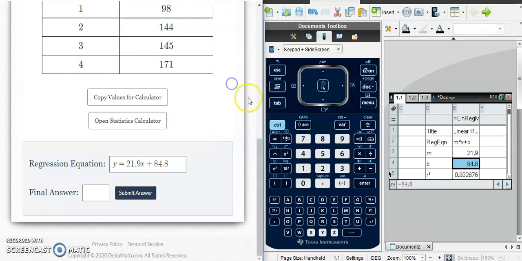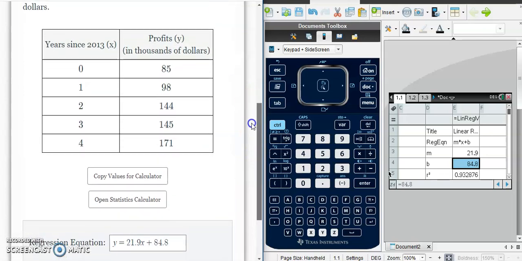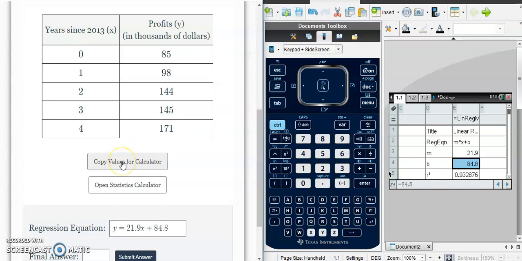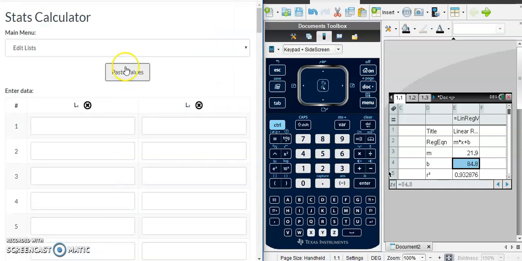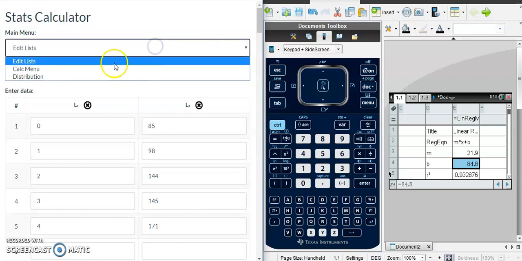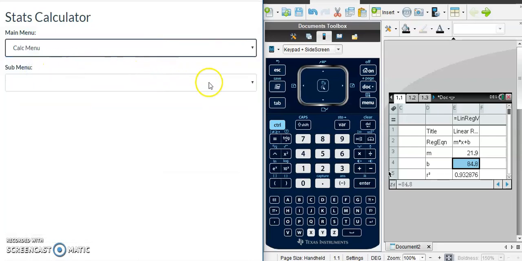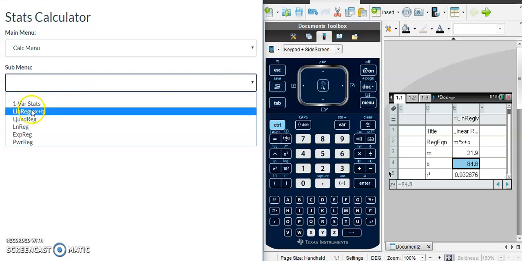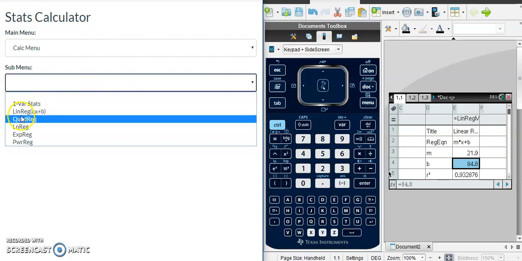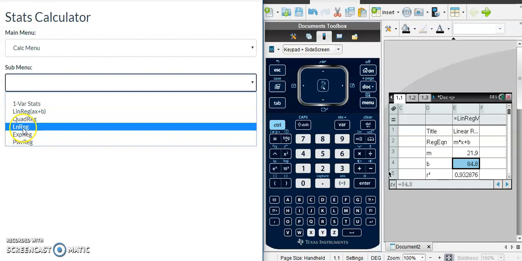Clear this out here, close, and then just a refresher as well. If you don't happen to have your TI Inspire with you at home, click copy the values, open the stats calculator, paste those values in there, change this to the calculator menu, and then what type of calculation do we want to do? We want to do a linear regression. Some of you might see this. This is a natural log, which is a different type of regression.